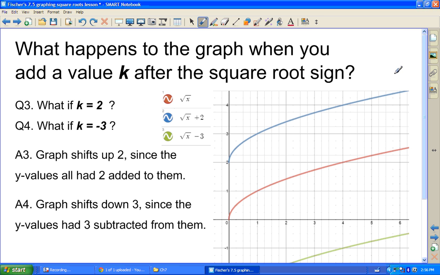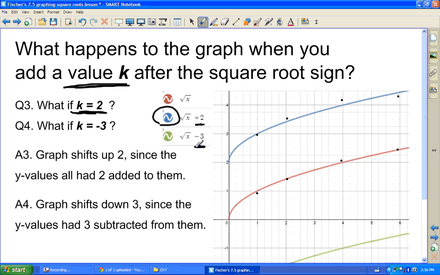Now we're going to look at a different example. What happens if you add a value after the square root? Notice it's outside of the square root here. If I have a k value of 2, in other words, if I plus 2, it shifts the graph up. Notice the blue graph is 2 units above the red graph everywhere you go. From here, it's 2 units up. From here, it's 2 units up. From here, it's 2 units up. And at 1, this one is 3. So do the math. You can see they're almost parallel, except they're not straight lines. So that's what happens there.